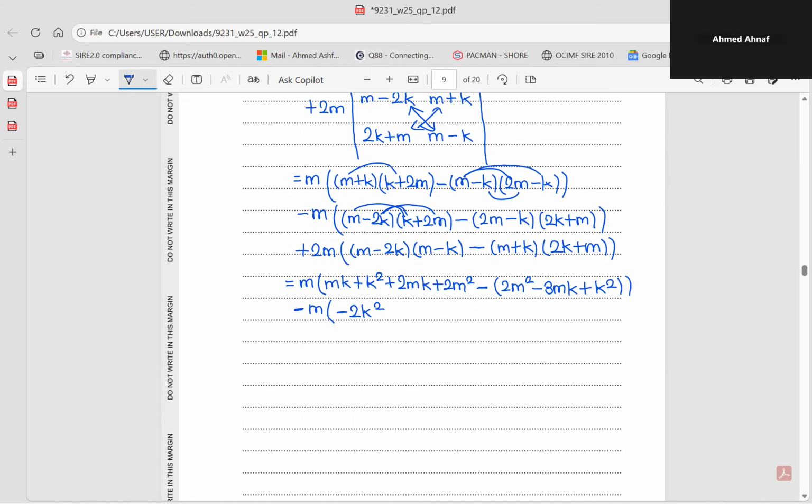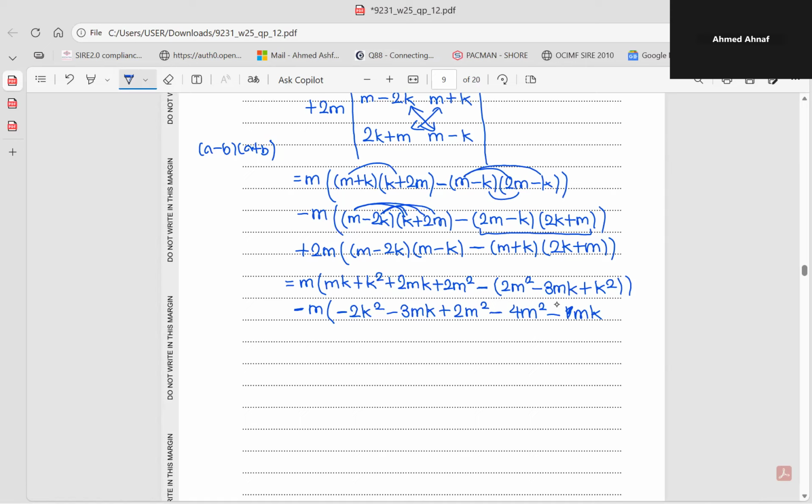plus mk. So that is minus 3mk. And then m squared is m times 2m, so plus 2m squared minus this. As you can see, this is in the form a minus b times a plus b, so you can just write it as 2m squared squared, so minus 4m squared minus km or mk. Yeah, right, mk.